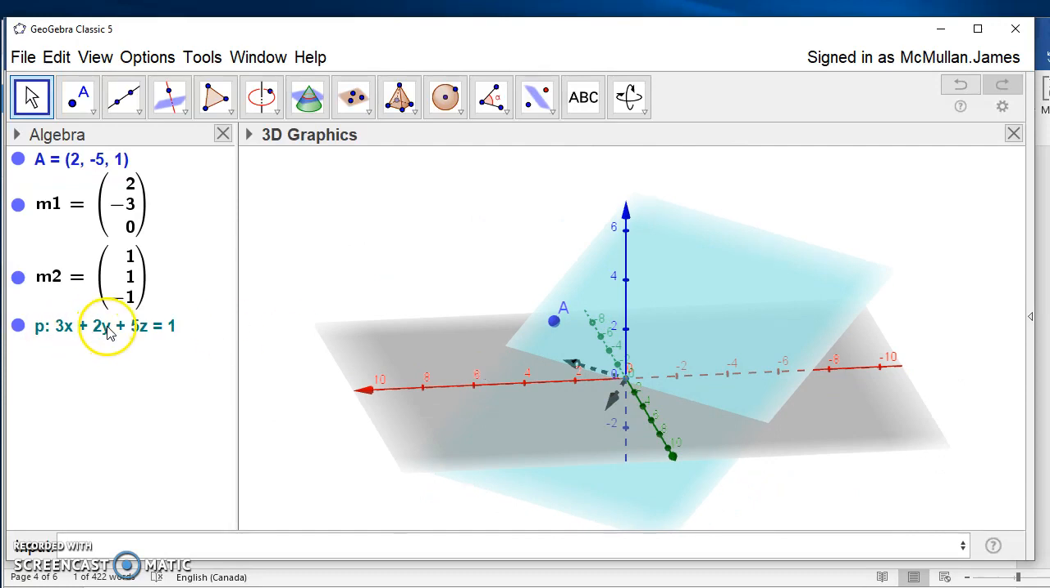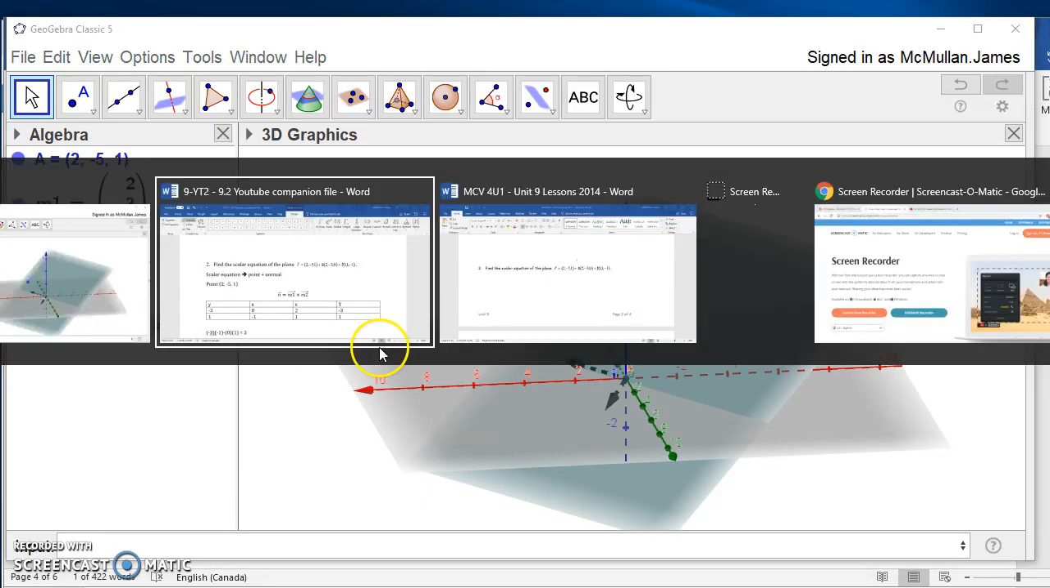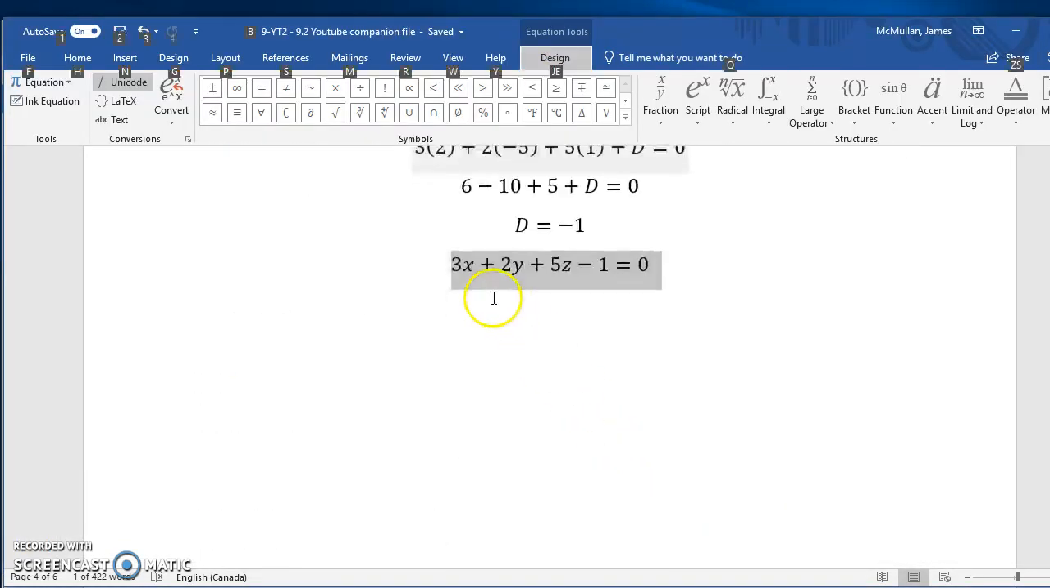Okay, again, if I look carefully at the plane, the equation that GeoGebra created, 3x plus 2y plus 5z take away 1 equals 0, which is exactly what we said, right? 3x plus 2y plus 5z take away 1.